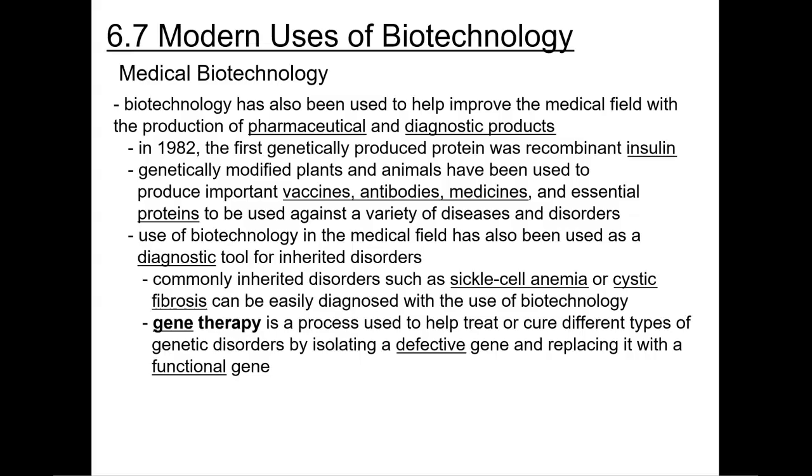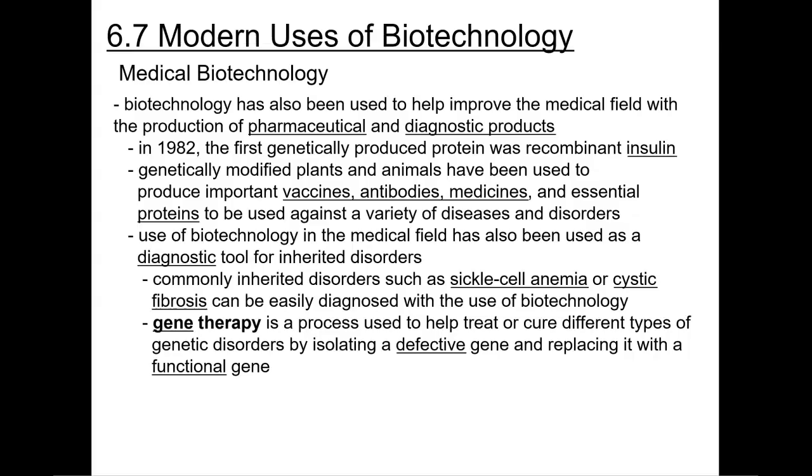Now heading to medical biotechnology. I've already hit on this a little bit, but biotechnology has also been used to help improve the medical field with the production of pharmaceutical and diagnostic products. In 1982, the first genetically produced protein was recombinant insulin, and I told you about that one. Genetically modified plants and animals have been used to produce important vaccines, antibodies, medicines, and essential proteins to be used against a variety of diseases and disorders.